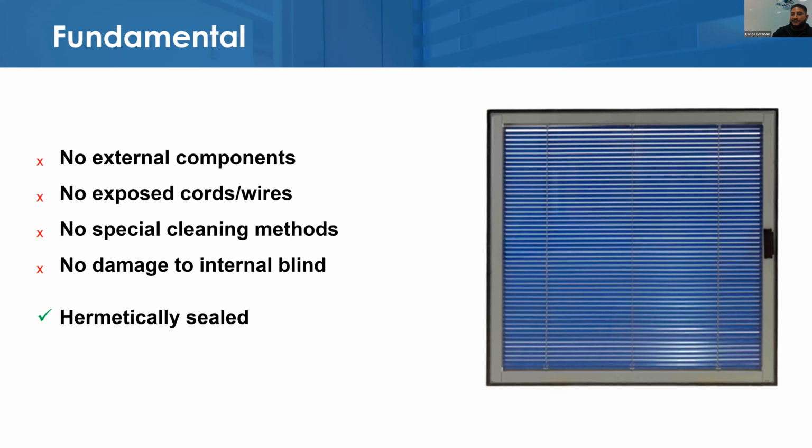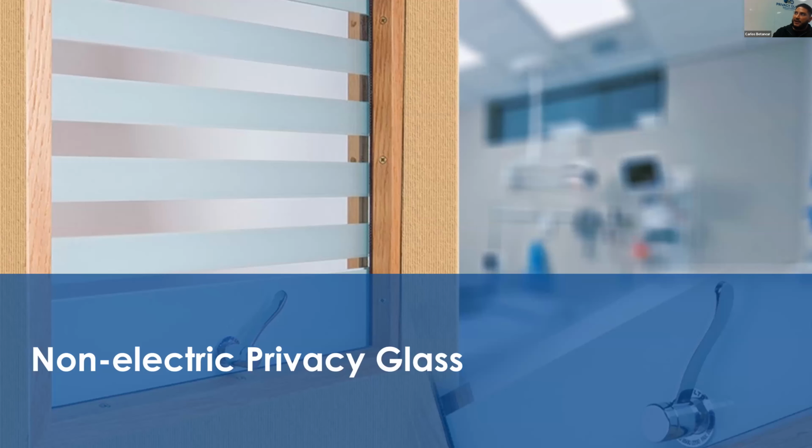Be aware that some blinds between glass products may require special cleaning methods that will take time and money, and some products may require maintenance because of overturning. So something to consider as well. Look for products designed to prevent damage to the internal blind. Equally important is ensuring that the blind between glass is in fact hermetically sealed. Any questions on the between glass blinds before we get into the non-electric?